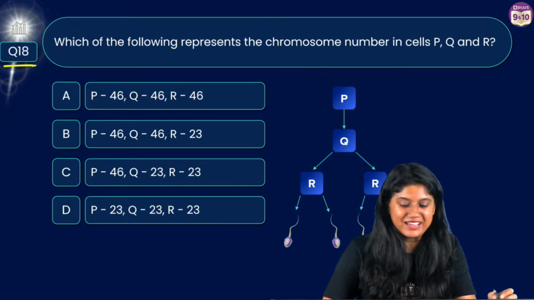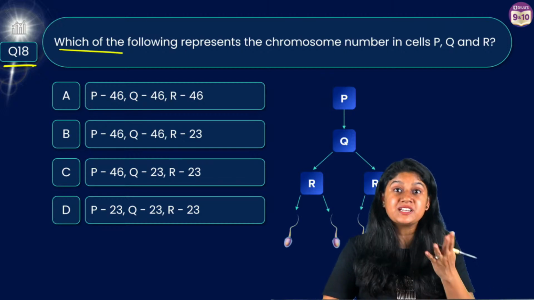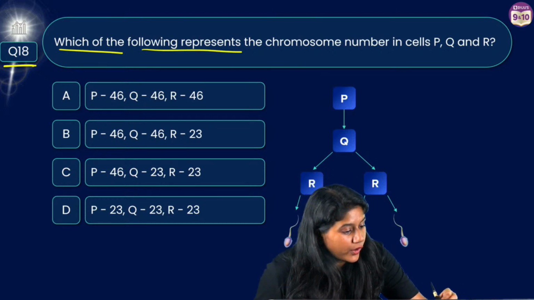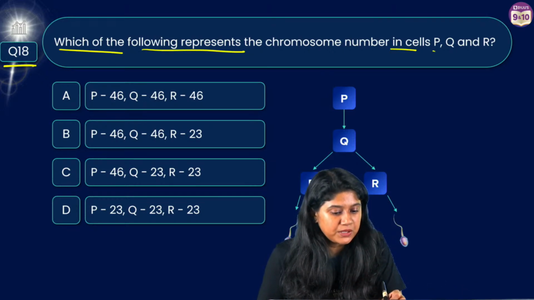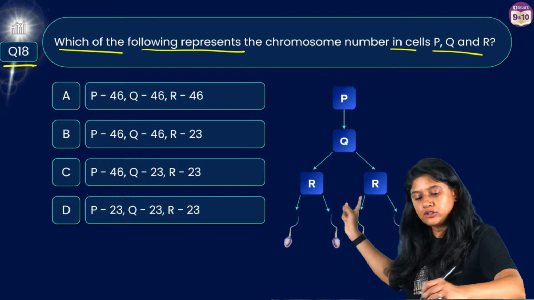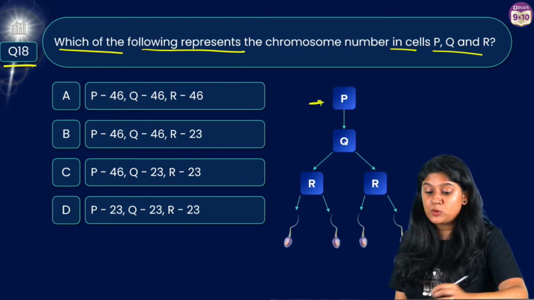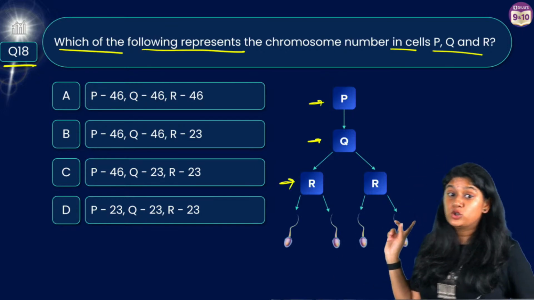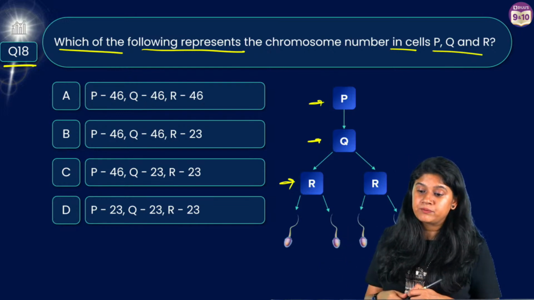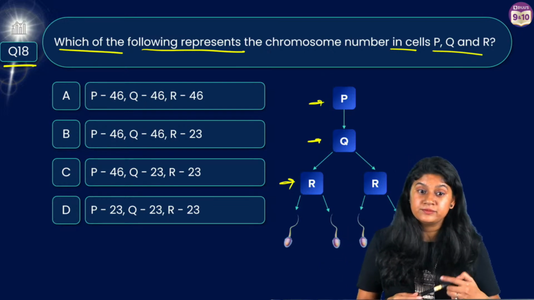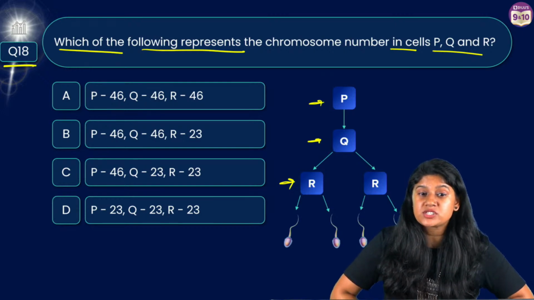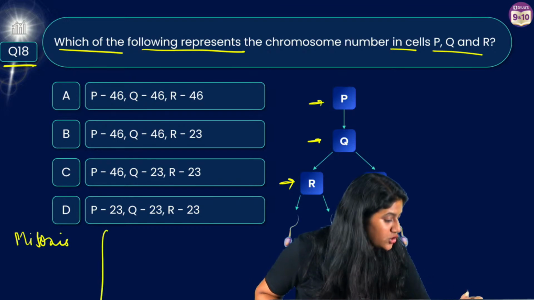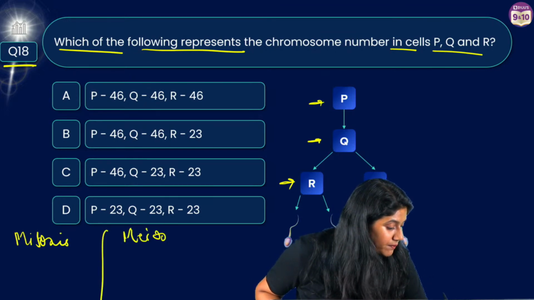Okay. Question number 18 everyone. Which of the following represents chromosome number in cells P, Q and R? Easy question. How many chromosomes do we have in P? How many chromosomes do we have in Q? And how many chromosomes do we have in R? First of all, you tell me, which division is this? Is it mitosis or is it meiosis?